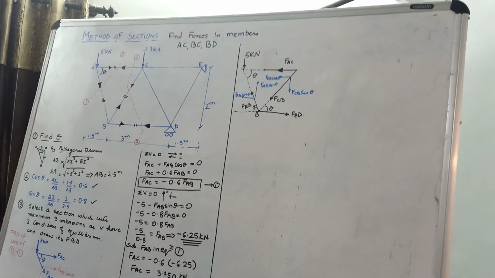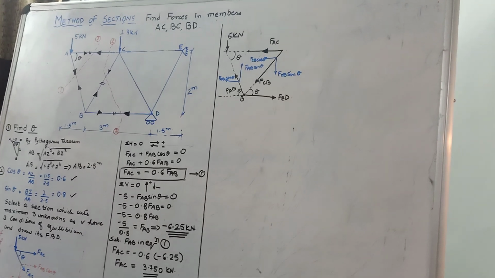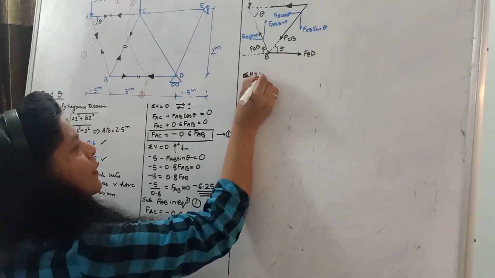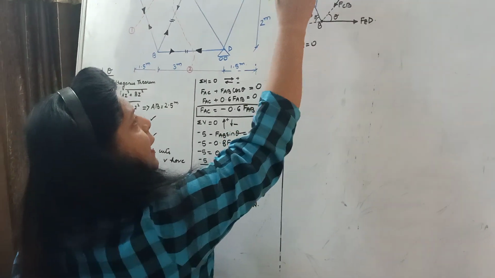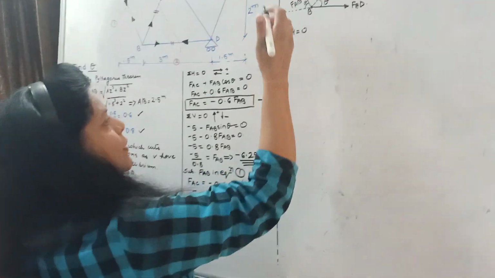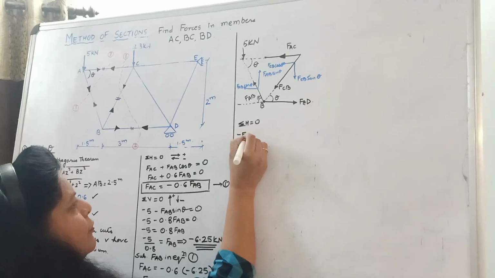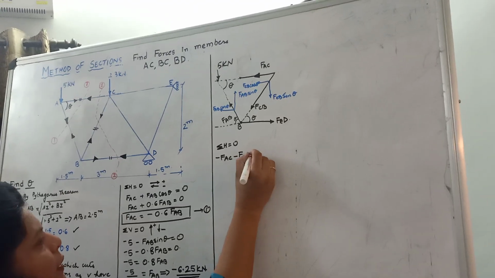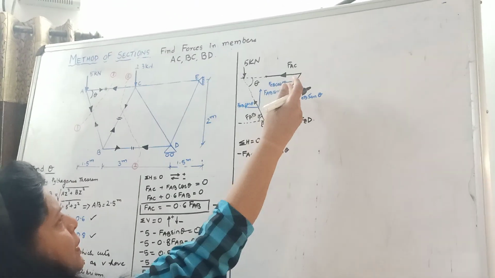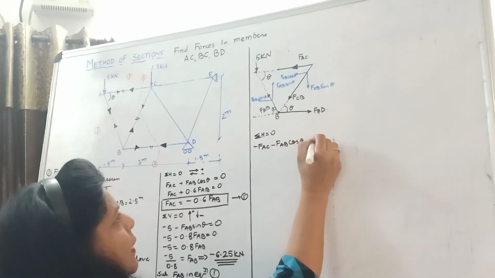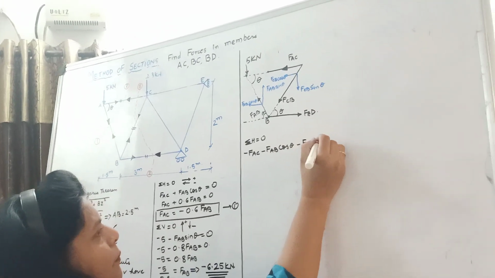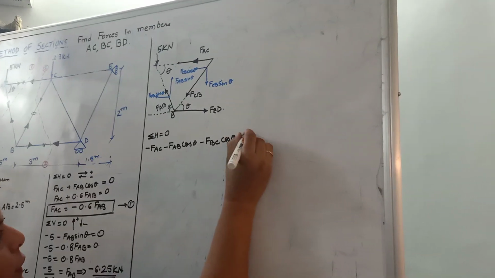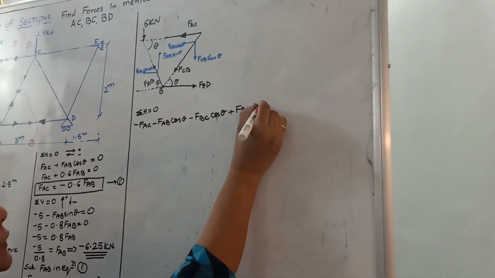So what is the first condition of equilibrium? So first condition of equilibrium is sigma H is equal to 0. Okay, so first horizontal force is FAC in the left direction, so negative. Then FAB cos theta in the negative direction. Then FBC cos theta in the negative direction. Okay, and FBD in the right side positive, that is equal to 0.